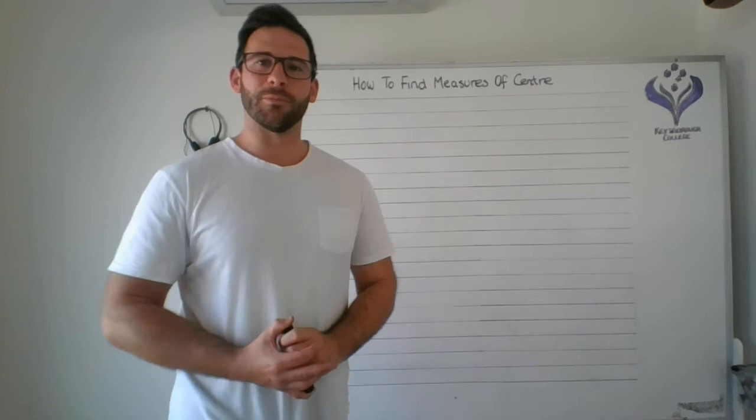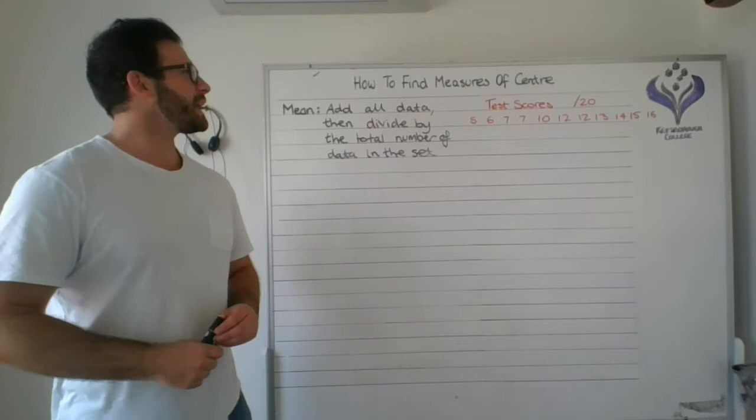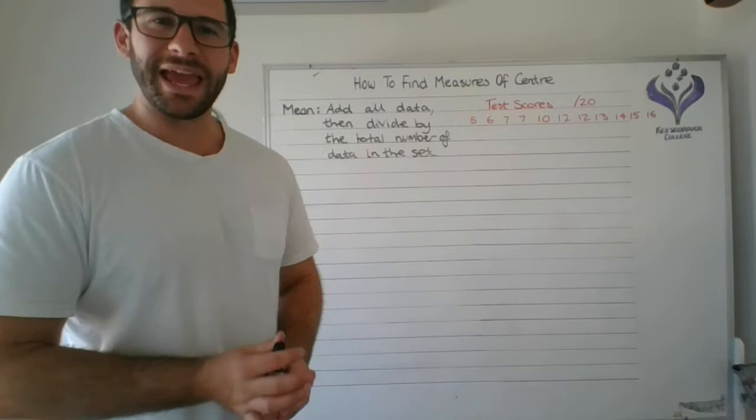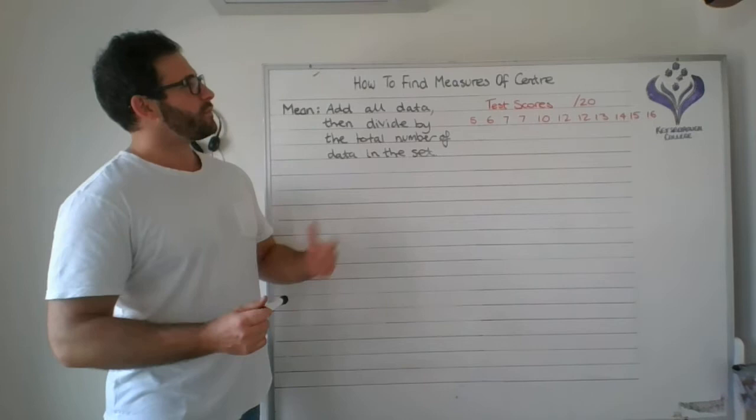So the first measure of centre we're going to look at is the mean, which we've spoken about before, but basically means the average. So the average test score that we're looking at today, from a class of 11 students. Let's have a look at how we find the mean.